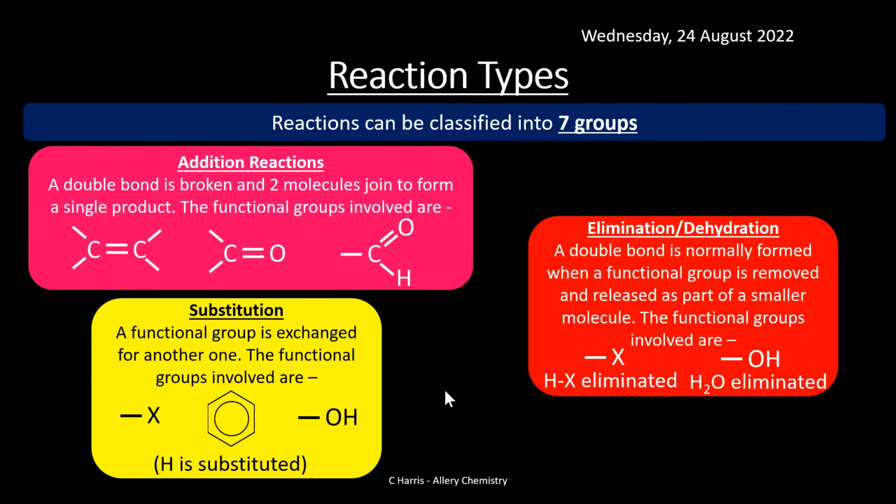Elimination or dehydration reactions. This is normally where a double bond is formed. You've literally removed an element of a molecule and you have to form a double bond to keep the integrity of the octet rule going. So normally a double bond is formed when a functional group is removed or released as part of a smaller molecule. Generally the substances which are removed are halogens. For example, X or HX can be eliminated, or water can be eliminated from a molecule. So that's why they're sometimes known as dehydration.